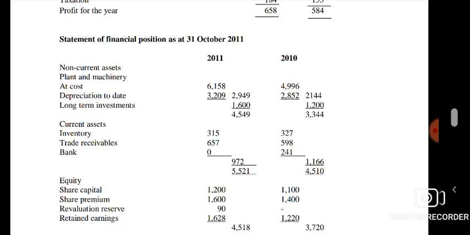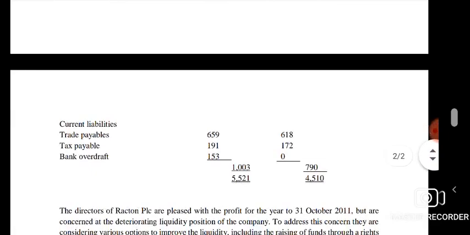So for example, bank, what's the opening? 241. Closing 0. Go to bank overdraft as the other cash and cash equivalent. Opening 0. Closing 153. Mind you, bank overdraft is actually negative cash, and I'll explain as we calculate these equivalent calculations first.